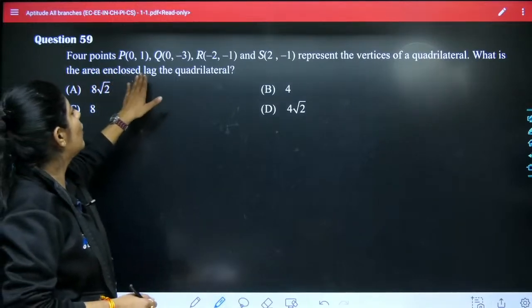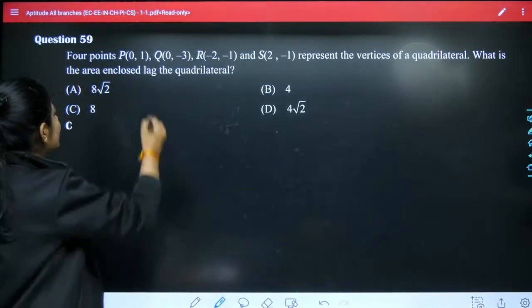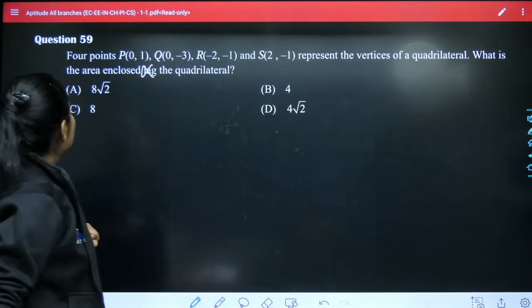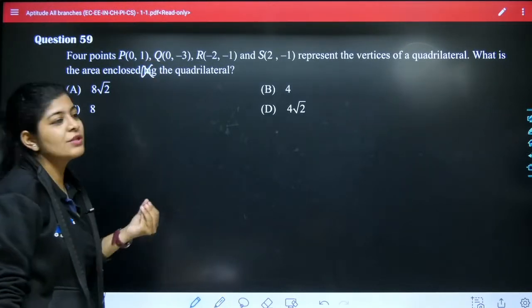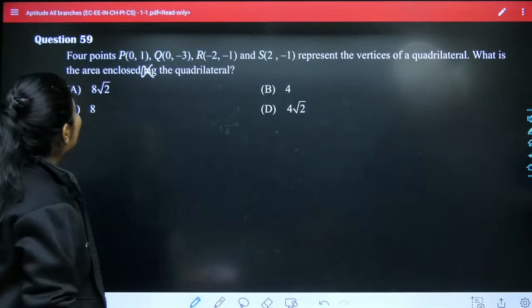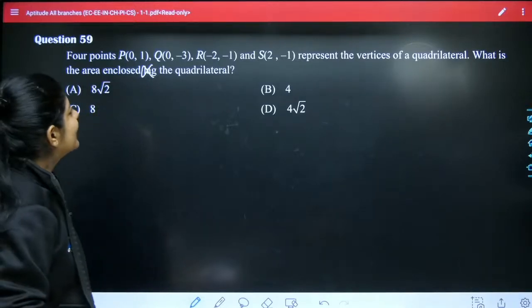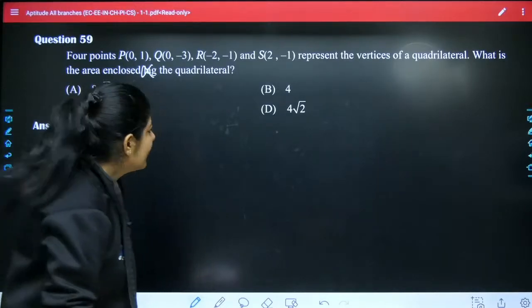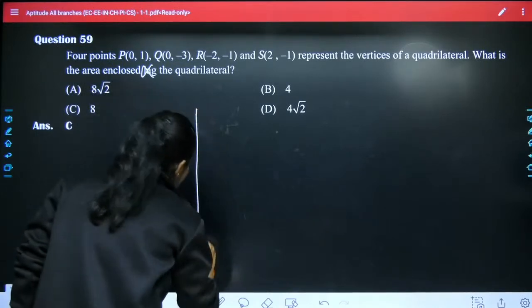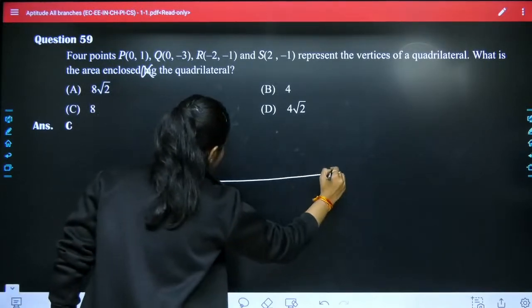area of the enclosed quadrilateral. Here we have 4 points, P, Q, R and S. We can draw it like this.